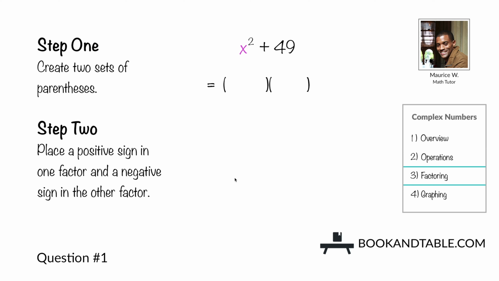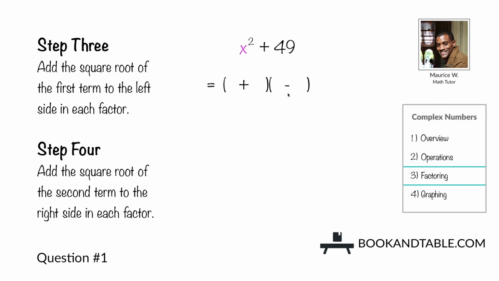Question number 1, we had x squared plus 49. Step 1, we want to create two sets of parentheses for our factors. In step 2, place a positive sign in one factor and a negative sign in the other factor. In step 3, we want to add the square root of the first term, x squared, to the left side in each factor. The square root of x squared will be x, so that's the first term in each factor.